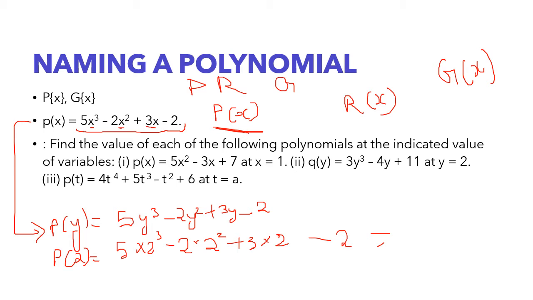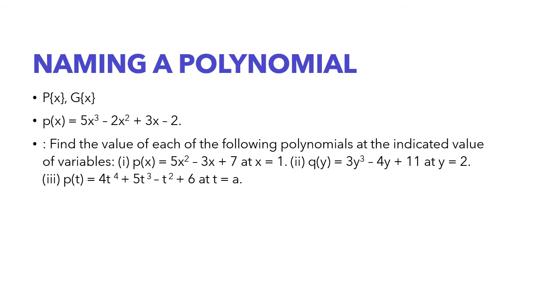And after that, let's do some of the questions which are given over here. That is, find the value of each of the following polynomials at the indicated value of variables. Means they have given some of the polynomials over here. And what we have to do is we have to find the value of those polynomials. Like they have given p of x is this one. This is a polynomial. So we have to find the value when x is equal to 1.